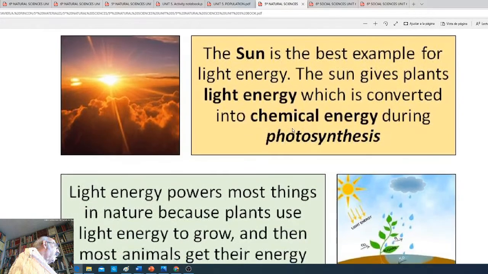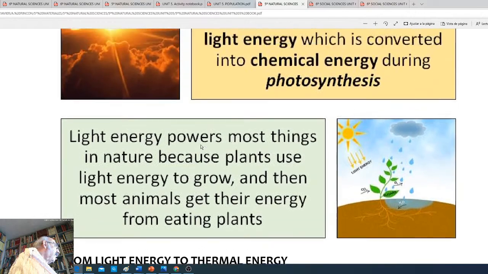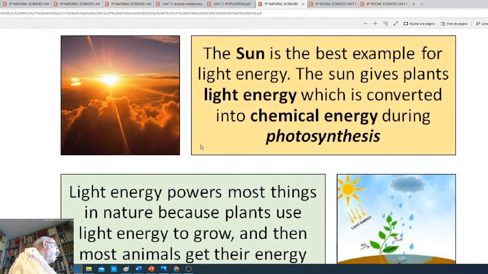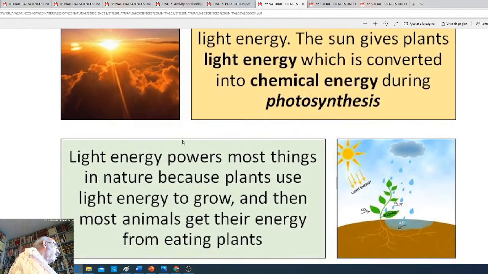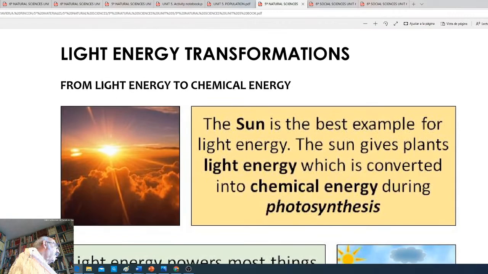This is another example. You know all about that. And this light energy powers most things in nature, because plants use light energy to grow, and then most animals get their energy from eating plants. So that's why light energy from the sun is all important to life on Earth. Without light energy from the sun, there couldn't be any life on Earth. So this is an example of transformation from light energy to chemical energy.